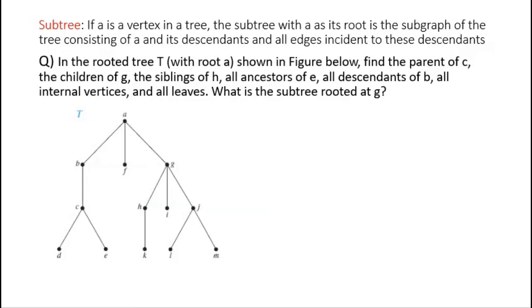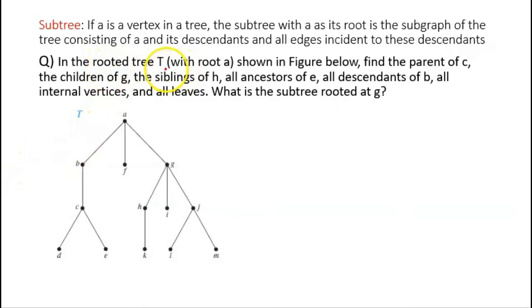And before I take this example, there is another term that we use, subtree. So if A is a vertex in a tree, the subtree with A as its root is the subgraph of the tree consisting of A and its descendants and all edges incident to these descendants. So everything that I just talked about, I will be taking two examples so that you are absolutely clear about that. So here is an example, and this I will be explaining slowly. I hope you already have noted down the definitions from the previous slide.